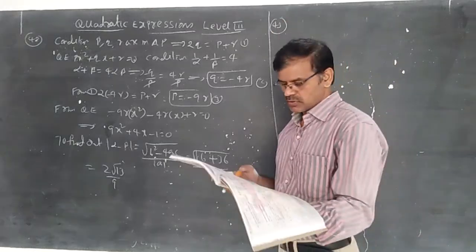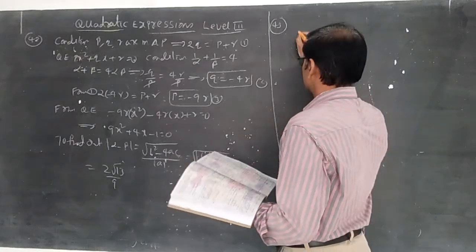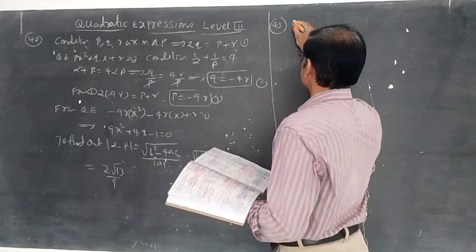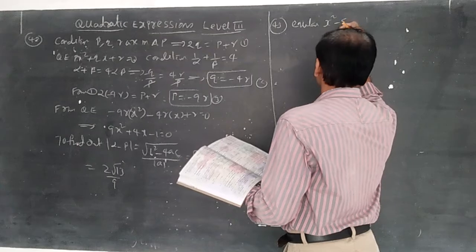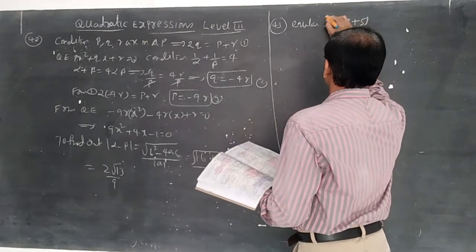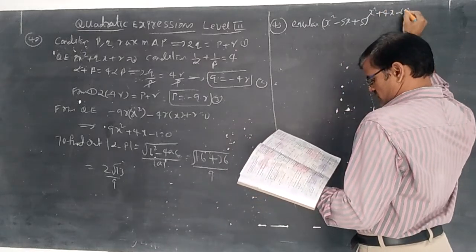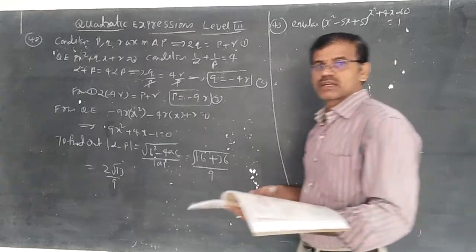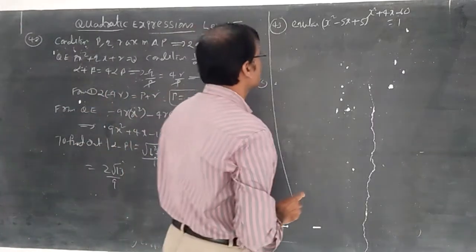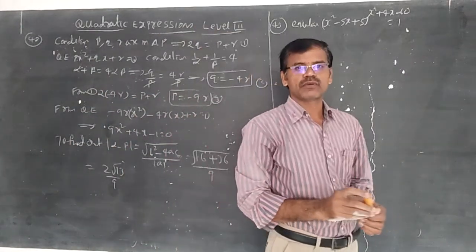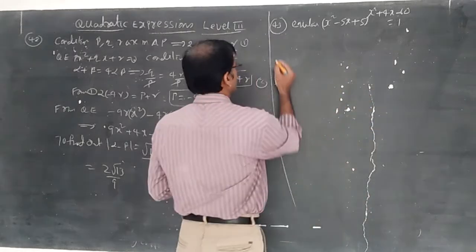43rd question. The sum of all real values of x satisfying the equation x square minus 5x plus 5 whole power x square plus 4x minus 16 is equal to 1. Whatever value, when substituted, satisfies the given equation is called a root. We should calculate how many roots there are, and then the sum of all roots.